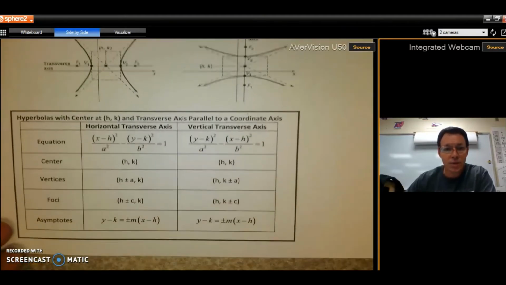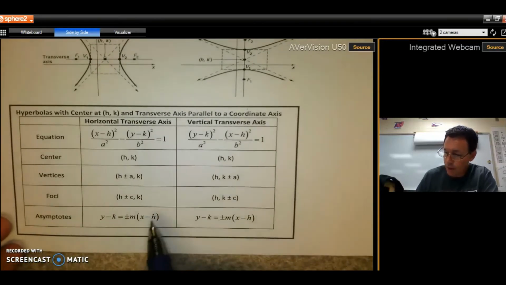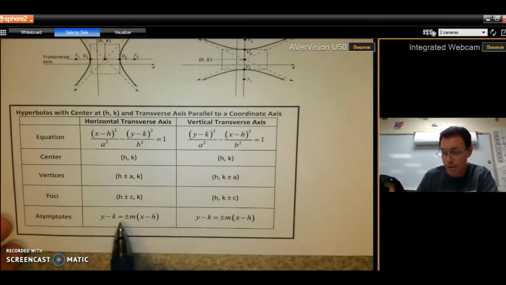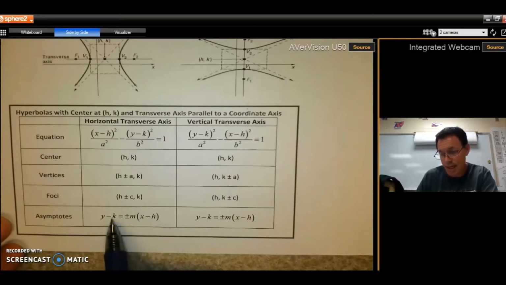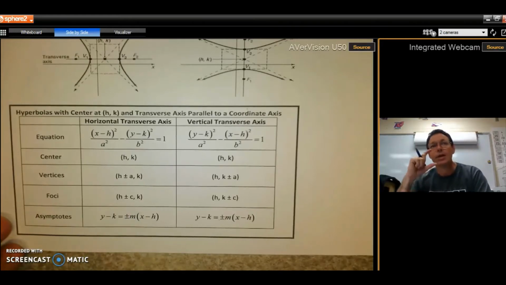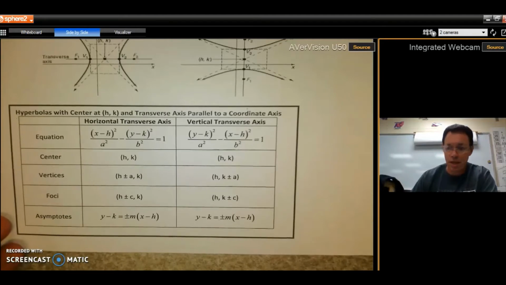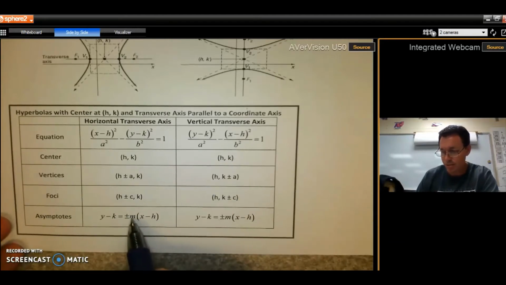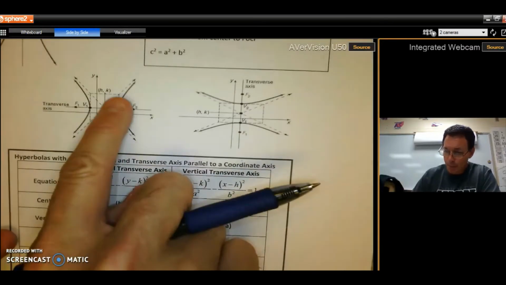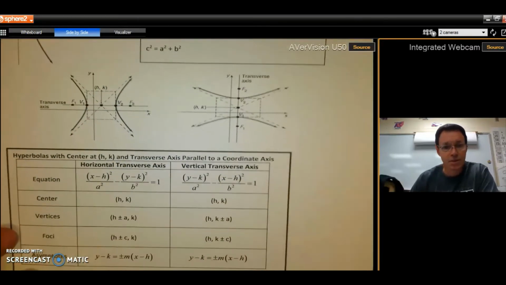So the easiest way we're going to write our equations would be to use point-slope form. This is a point, it's our h, k, and then this is the slope of the two. One's going to be positive, one's going to be negative, but the number part of the slope is going to be the same. So we can just write plus or minus our slope, and that one equation is going to label both of these asymptotes right here.